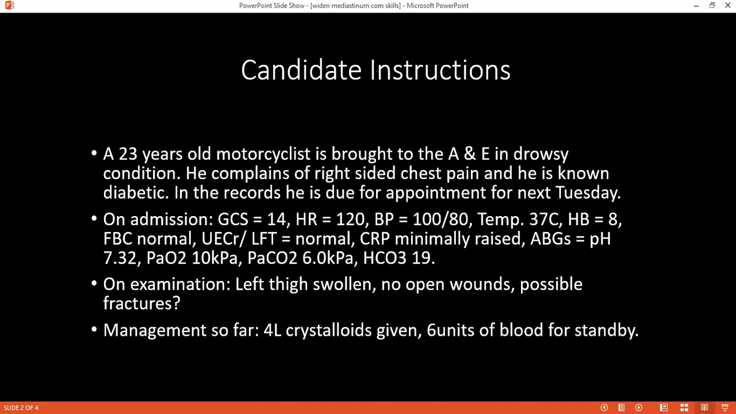What complications can arise because of excess blood or excessive blood transfusion? It can lead to fluid overload and heart failure, and also hypothermia, hypocalcemia, hyperkalemia, and iron overload as well. Yes. Okay, good. Do you want to give feedback, Dr. Snehal?